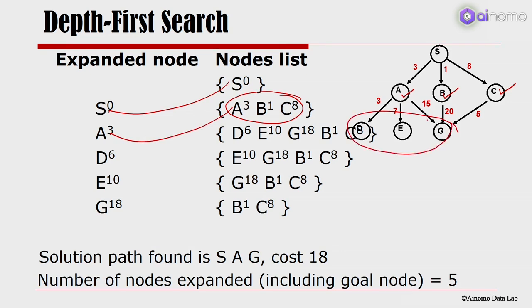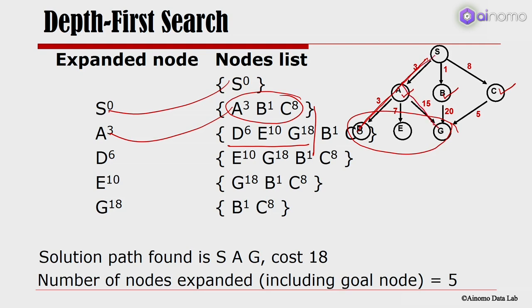Now this is something that we need to take care of. We put them in the beginning of the list here. So as we put them in the beginning of the list, the fringe movement is along this line. So the next thing that comes to be expanded is D, and that is how it happens. And the solution path that I get here is also SAG, the same solution path.